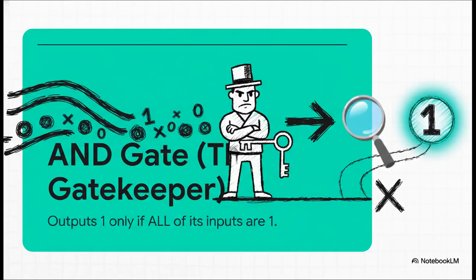Next, we have the AND gate. Now, you can think of this one like a really strict gatekeeper. It will only, and I mean only, output a 1, or true, if every single one of its inputs is also a 1. If even just one of its inputs is a 0, the AND gate is like, nope, not happening, and the output is 0. All conditions have to be met, no exception.